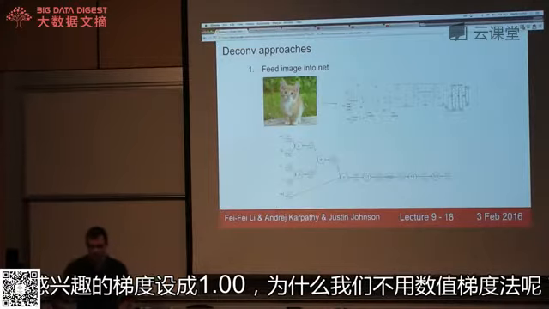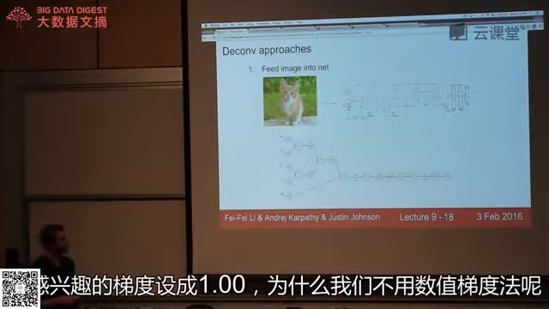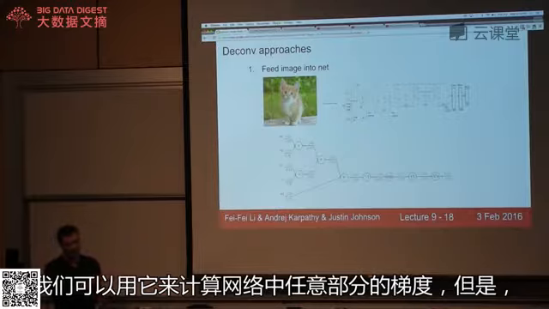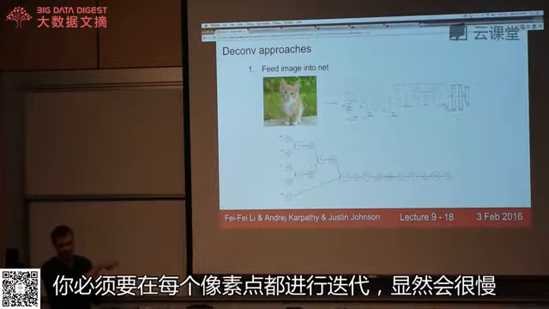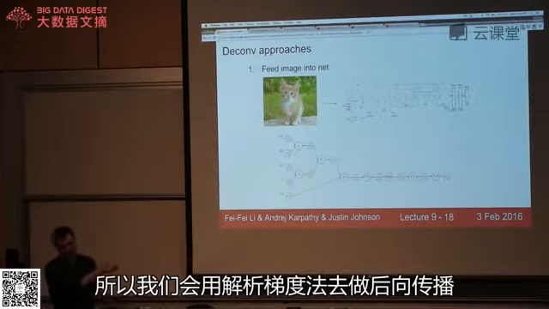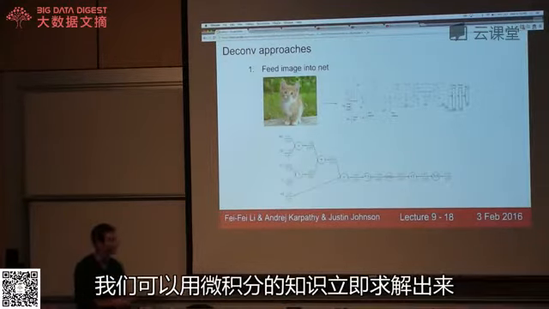Why don't we just use the numerical gradient as a way to compute the gradient? Because it's just slower, right? We could use a numerical gradient to compute the gradient with respect to any arbitrary part of the network, but you'd have to iterate over all the pixels one by one, and it would be slow. This way we can use the analytic gradient, right? We're just doing backpropagation and computing it right away using calculus.